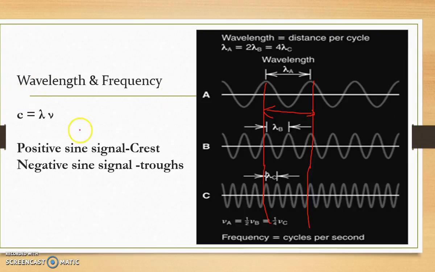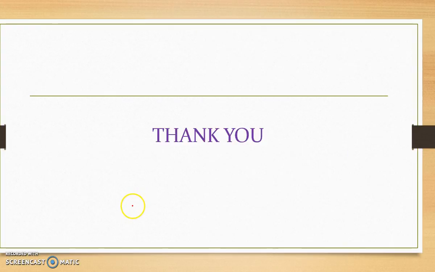So wavelength is nothing but lambda, and frequency is nothing but the number of cycles per second. That's all. Thank you.